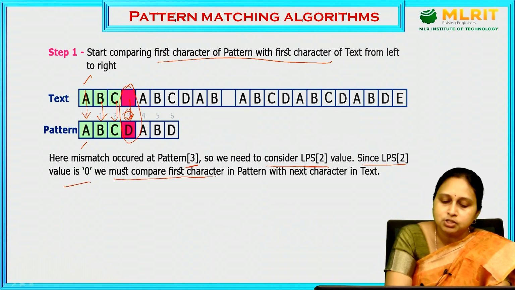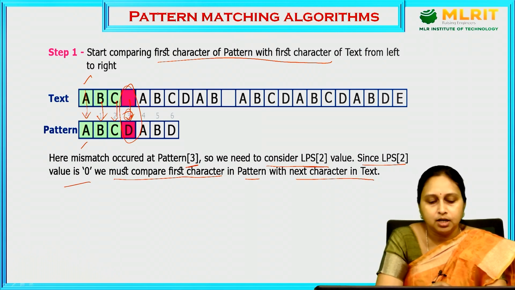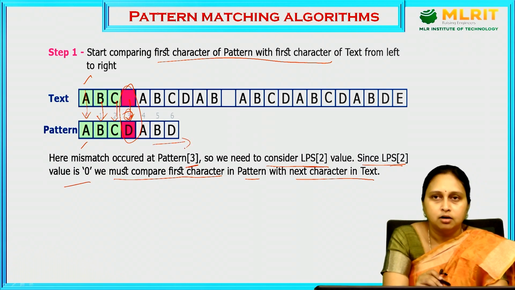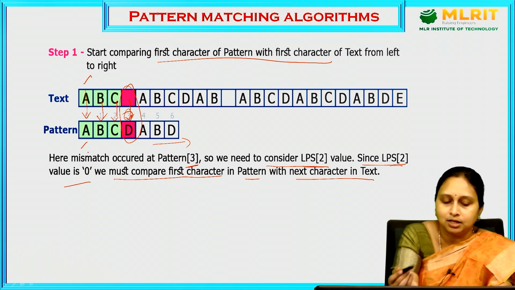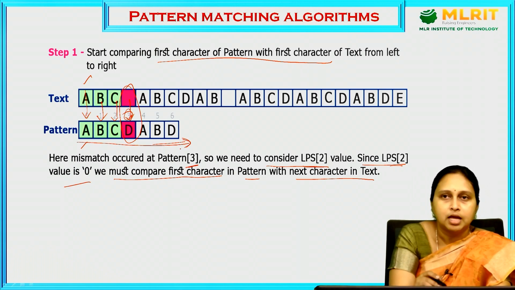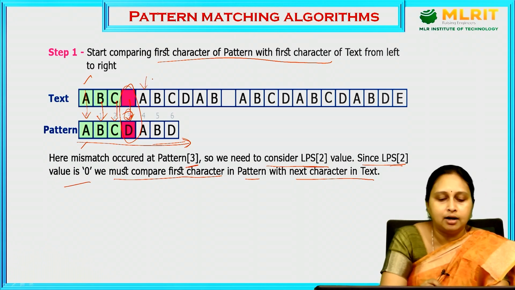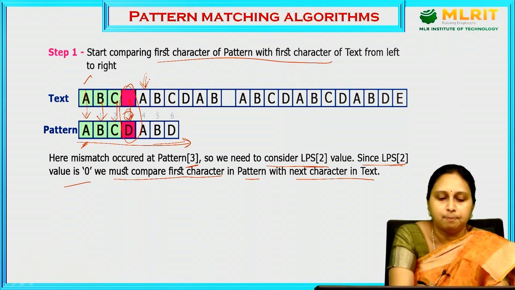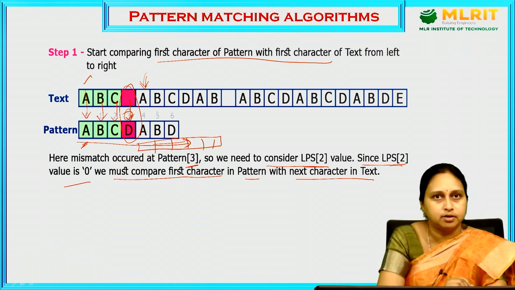Now we must compare the first character in the pattern with the next character in the text. Right? We need to move this one to the first character in the pattern with the next character in the text. That means we need to shift this, and again start comparing with the first character and the next character in the text. Here we need to start, and here this has to start. That means we are shifting the pattern to here, and again we start comparing. This is what you need to do.